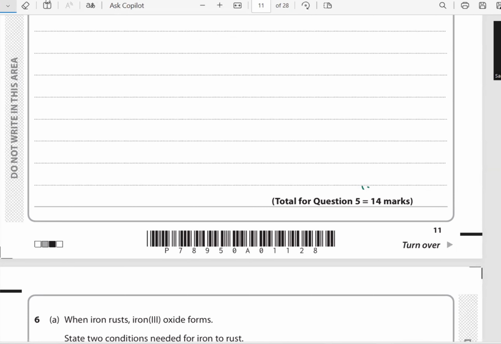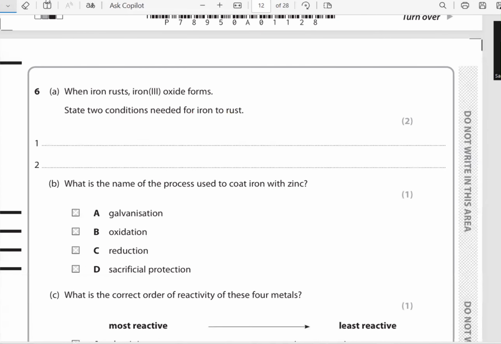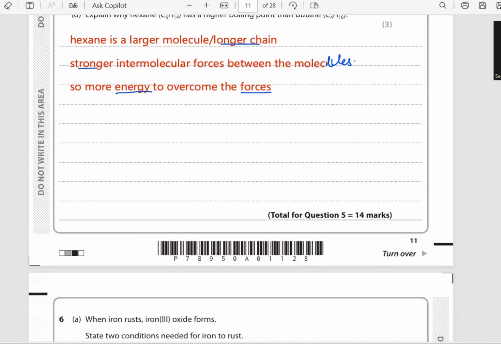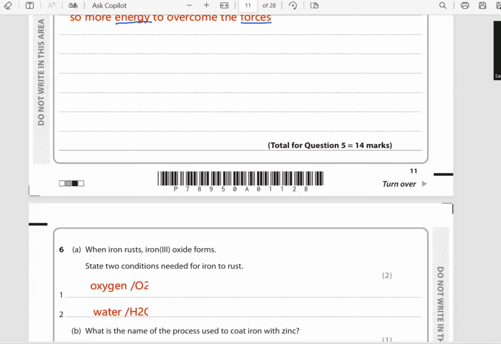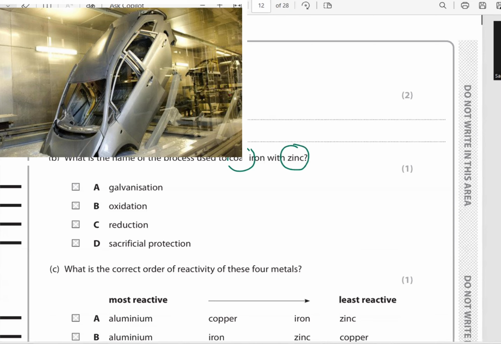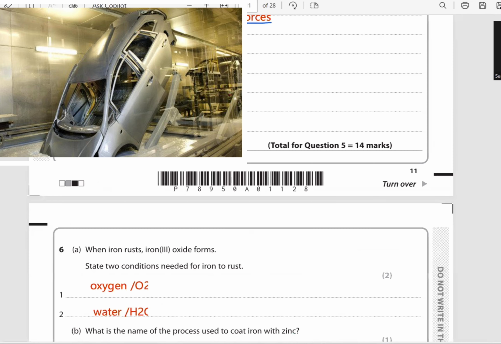We are done with question number 5. Question number 6. When iron rusts, iron 3 oxide forms. What are the two conditions? Of course, oxygen and water. Without both or one of them, rusting will not happen. Oxygen and water. What is the name of the process used to coat iron with zinc? Of course, that's called galvanization. That's the answer.